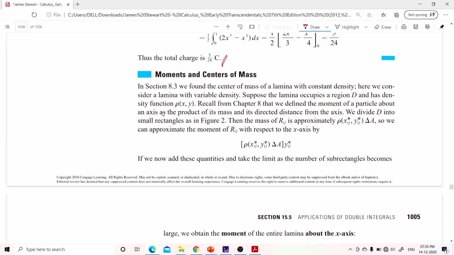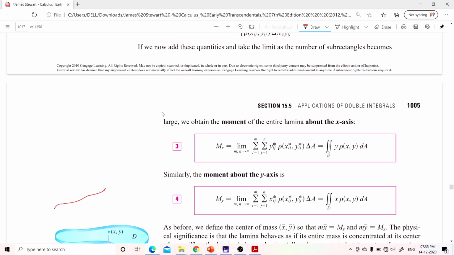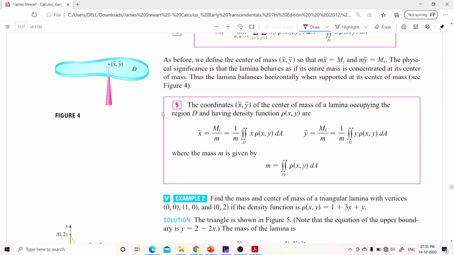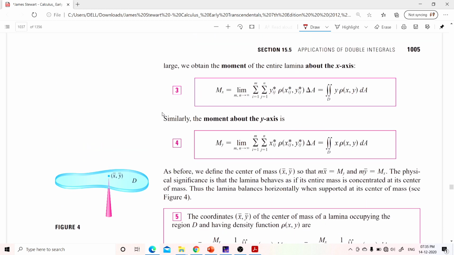Now we are extending this idea to moments and center of mass. If it is a one-dimensional object, your center of mass is a single point. If it is a two-dimensional object, then your center of mass consists of two coordinates, namely x and y. The moment about the x-axis is given by the double integral of y multiplied with the density. About the y-axis, instead of y you are going to have x. This is the only difference, and with this you can calculate the moment.